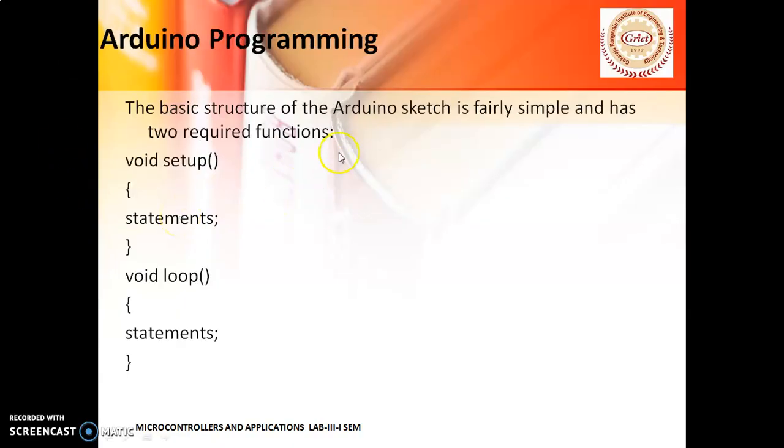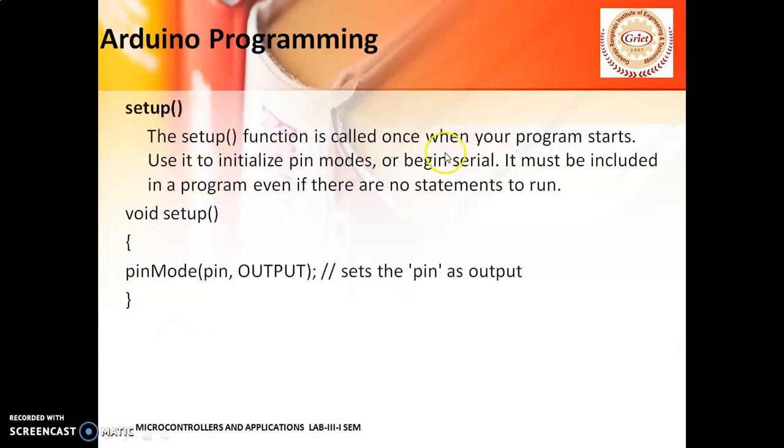So the basic structure of Arduino programming consists of two required functions. One is the void setup function and the other one is the void loop function. The setup function is used for initialization and the loop function is used for execution. Let us discuss in detail the setup function. The setup function is called once when your program starts. The setup function should follow the declaration of any variables at the very beginning of the program. It is used to initialize pin mode or begin serial, etc. It must be included in a program even if there are no statements to run.